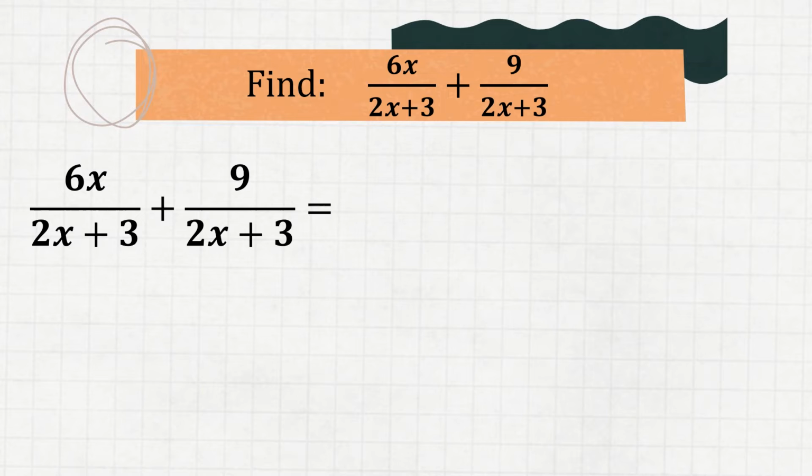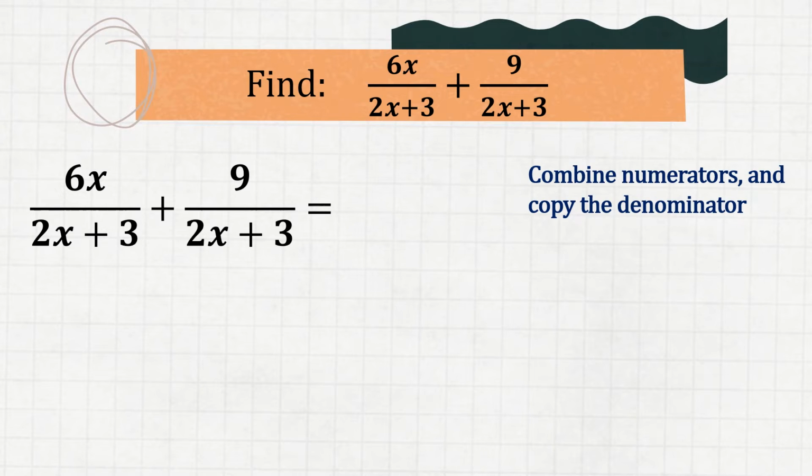Next, 6x over 2x plus 3 plus 9 over 2x plus 3. We will combine the numerators and copy the denominator, which is 2x plus 3. So, it becomes 6x plus 9 over 2x plus 3.